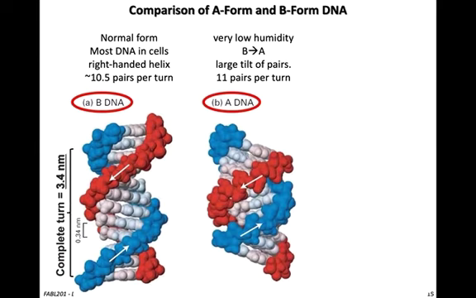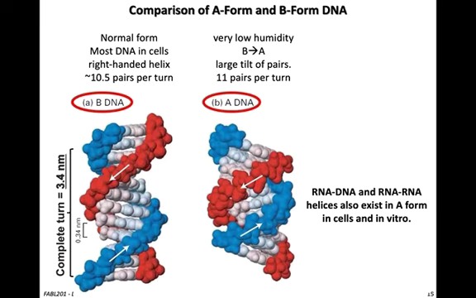So what's the difference between the A form and the B form? A form arises in very low humidity or moisture. Once there is a decrease in humidity, the B form is transformed to the A form. So what is the difference? The major difference is that there is a large tilt of the base pairs. So you can see here these base pairs are tilted. And instead of being around 10.5 pairs per turn, it will be 11 pairs per turn.